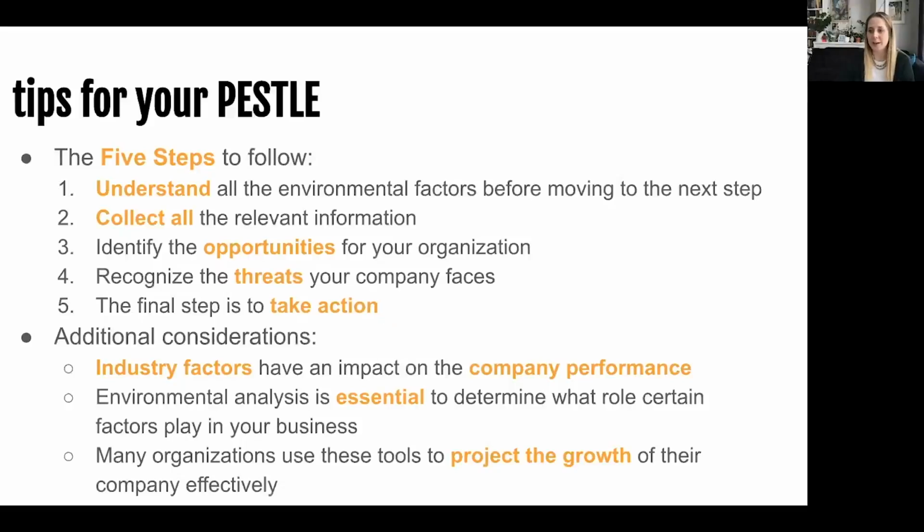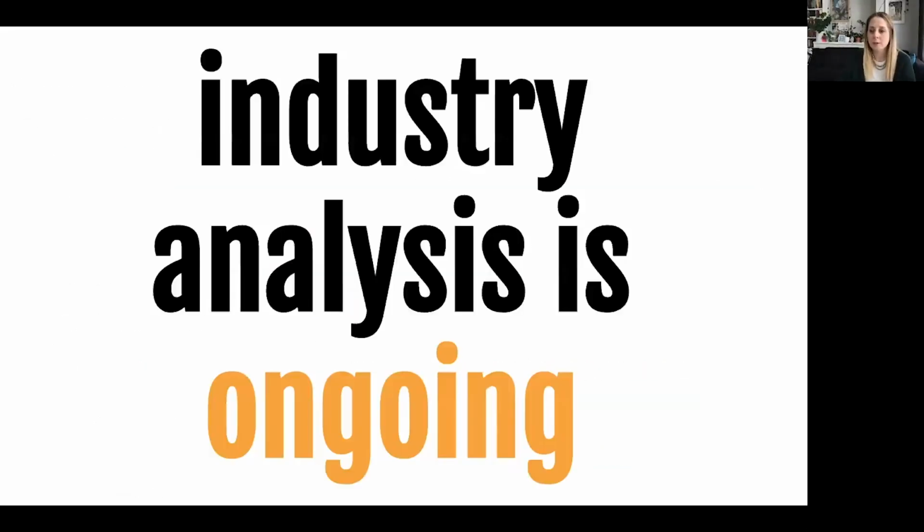Some tips for your PESTLE analysis. So the 5 steps to follow are: understand all the environmental factors before moving to the next step, collect all the relevant information, identify the opportunities for your organization, recognize the threats your company faces, and the final step is to actually take action and implement what you've learned into your business. Some additional considerations include industry factors that have an impact on the company performance. Environmental analysis is essential to determine what role certain factors play in your business, and many organizations use these tools to project the growth of their company effectively, not just to make changes now and today.